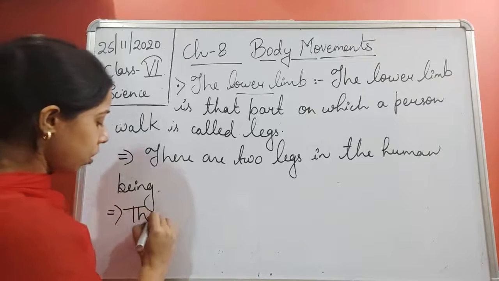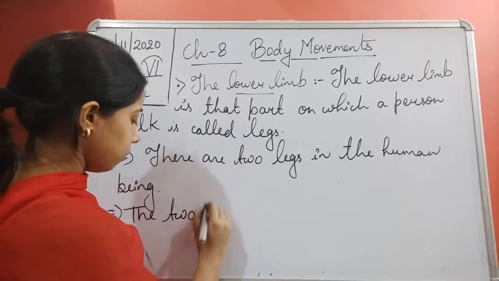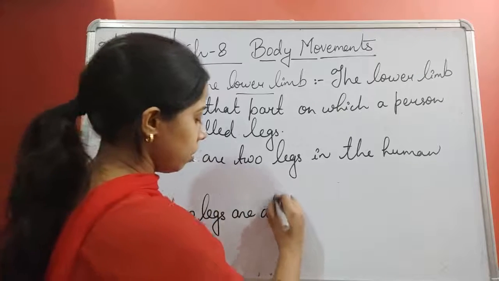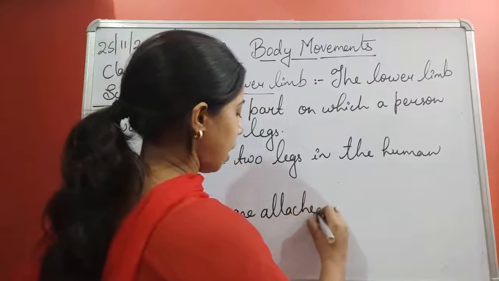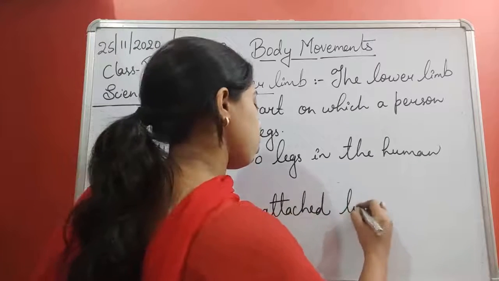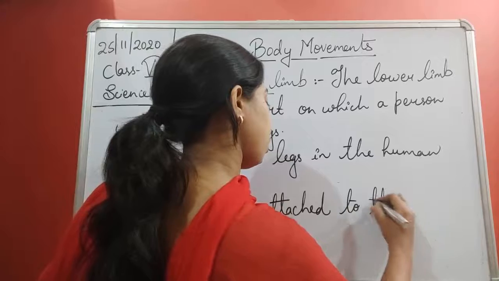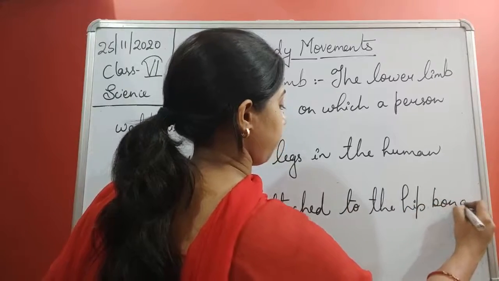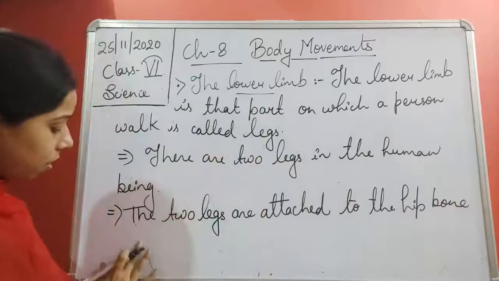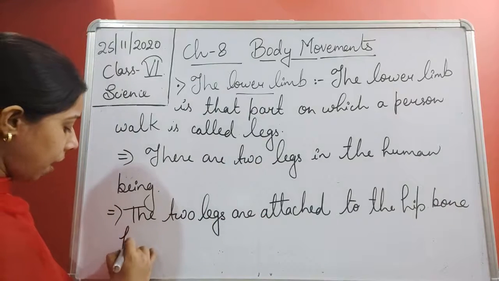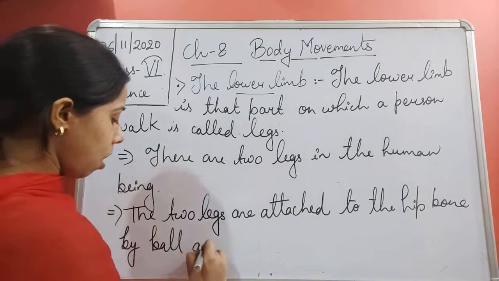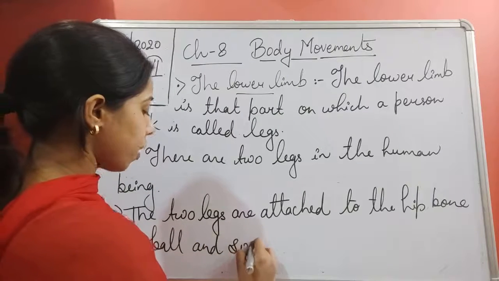The 2 legs are attached to the hip bone by which joint? By ball and socket joint.